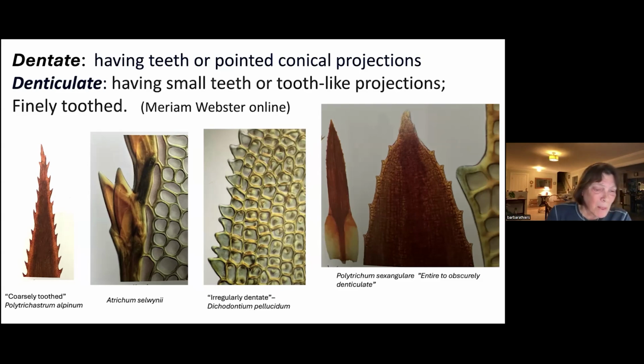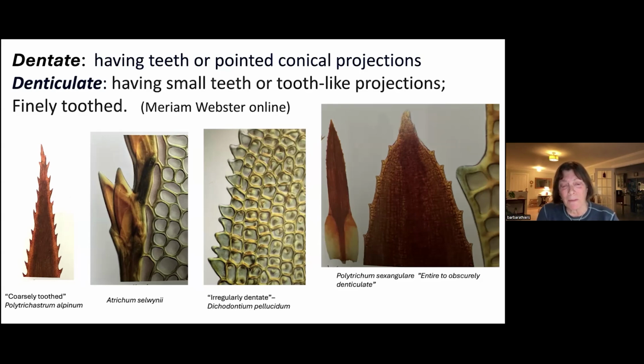And then, of course, you can have one tooth. You can also, just to remind you, have double teeth, like in this Atricum selwynii. It's a pretty good tooth or pair of teeth. They're sharply pointed and very distinctly different.